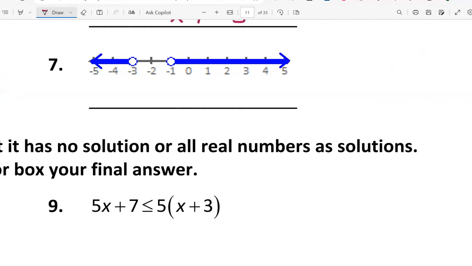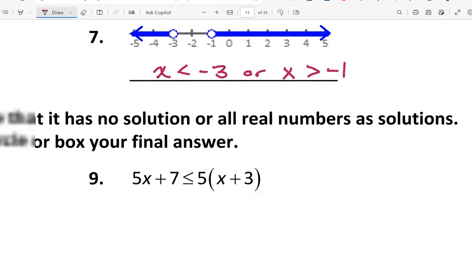And lastly, for 7, we see another disjoint set. So x is less than -3, or x is greater than -1.